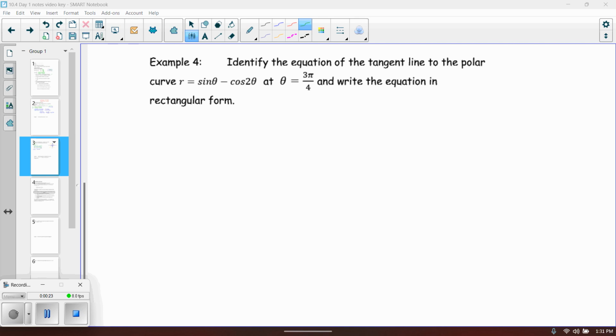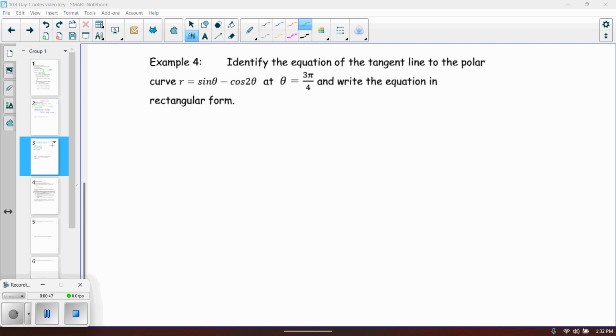So in this example, we're going to identify the equation of the tangent line to the polar curve that's given at theta equals 3 pi over 4, and then write the equation in rectangular form. So it's asking us to find the equation of a tangent line, okay, not the equation of the tangent at the poles, the equation of the tangent line.